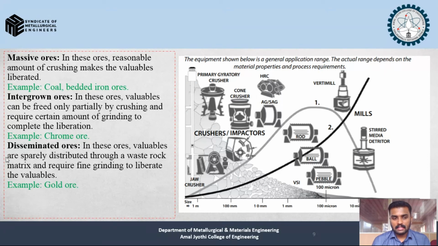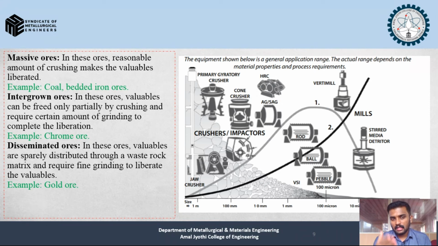And the final classification is disseminated ores. In this particular ore, the valuables are sparsely distributed through a waste rock matrix, and it requires fine grinding to liberate the valuable ore. The best example is gold ore. You can see that it is not an easy process of extraction when you go for gold ore. So we have to break each ore into finer bits, and how are we going to do that? We use fine grinding, and ultimately we liberate the valuables from this particular ore.